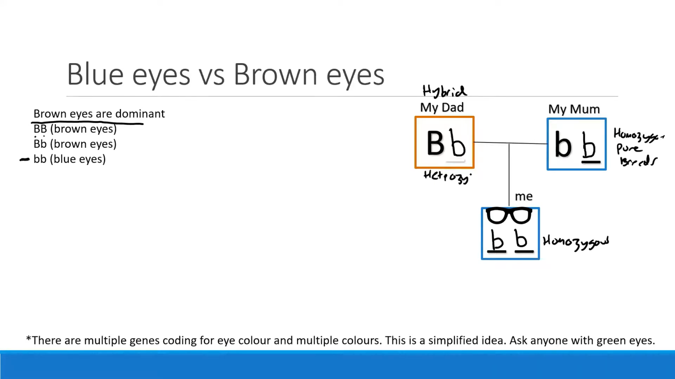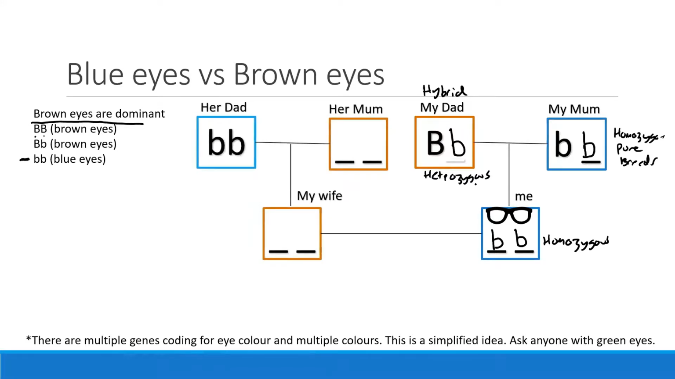Now, speaking of my wife, I was showing her this last night. I wanted to show you hers for a second. Her dad, my father-in-law, also has blue eyes. So therefore, he's got a lowercase b and a lowercase b. Now, if her dad has a lowercase b and a lowercase b, what does that mean my wife has to have? Brown eyes.